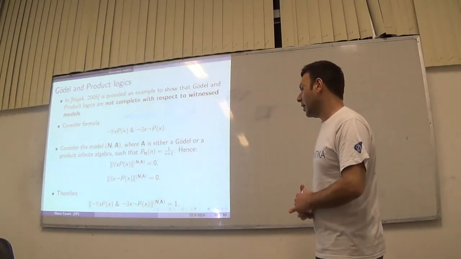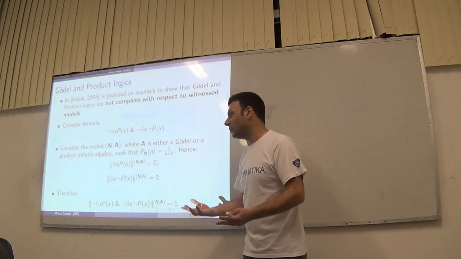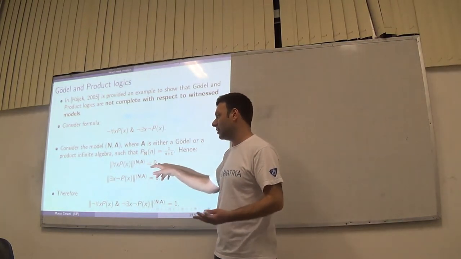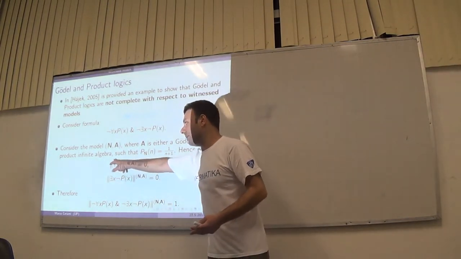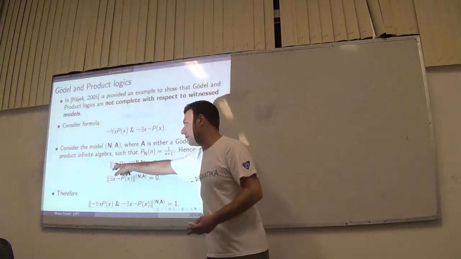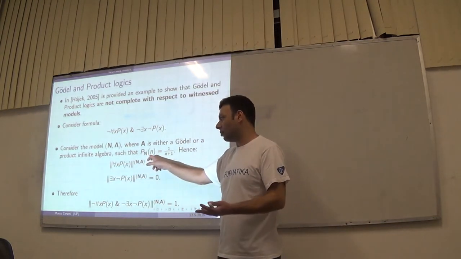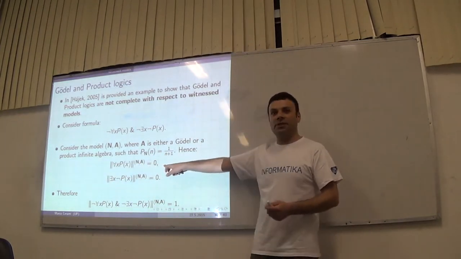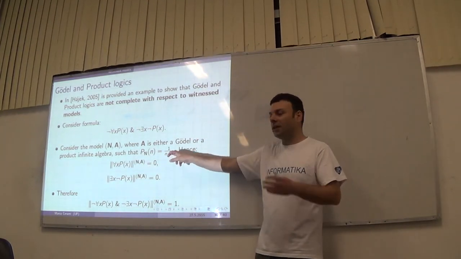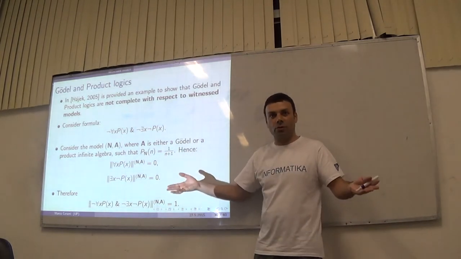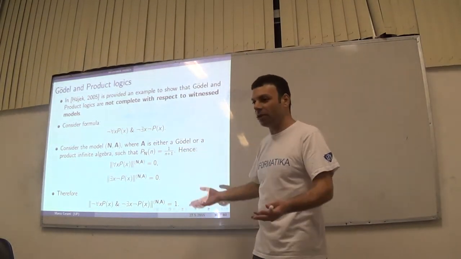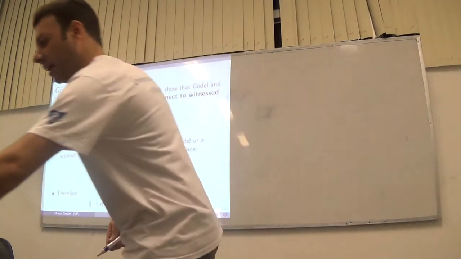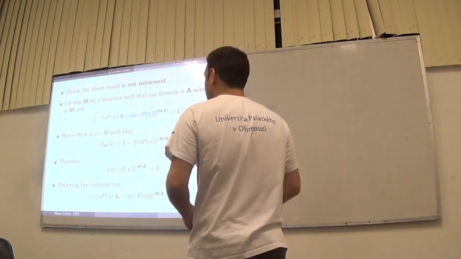But we have seen that this is not a witnessed model because, for example, for the universally quantified formula, each instantiation of the predicate is positive, but the infimum is zero. For no instantiation is the value zero, it's always positive. So it's a model that is not a witnessed model.